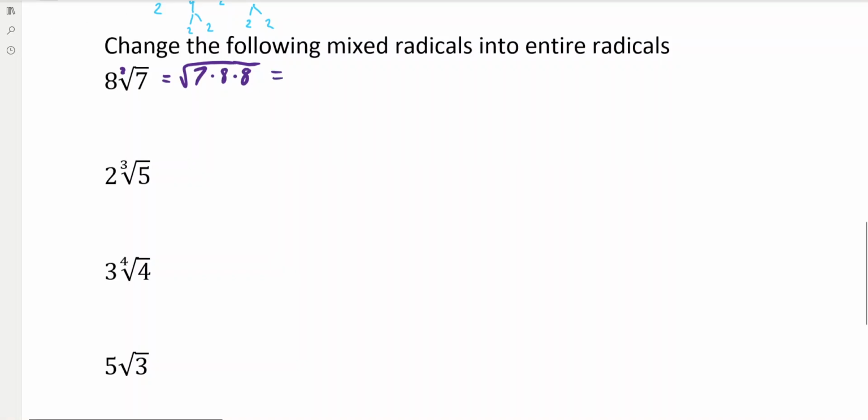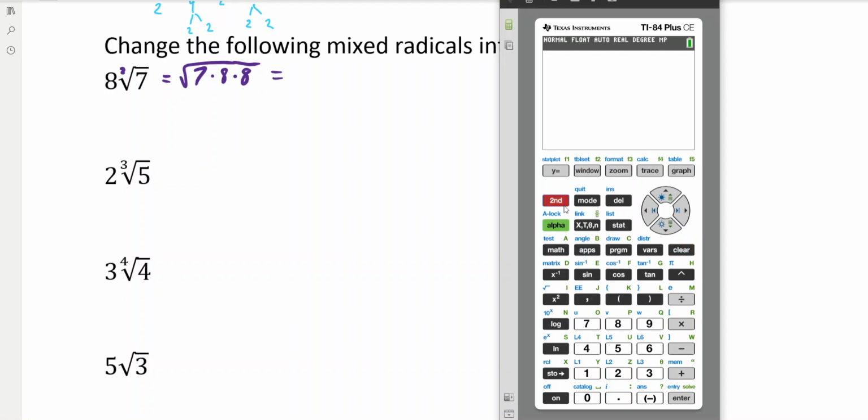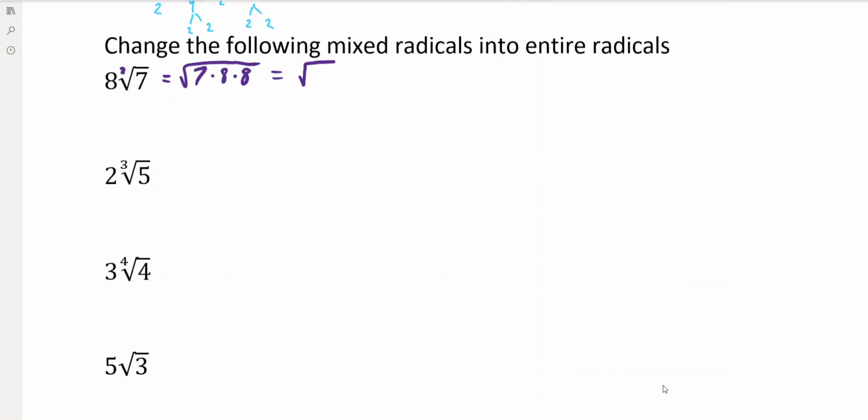You probably can't do that in your head, so what you're going to do is just try it out in your calculator, not the square root part, but the 7 times 8 times 8 part, and we get 448. So this is root 448. Okay, so we've changed it from a mixed radical now to an entire radical.